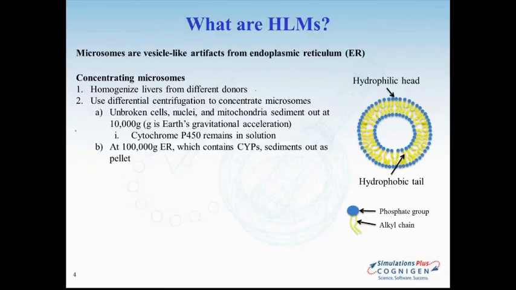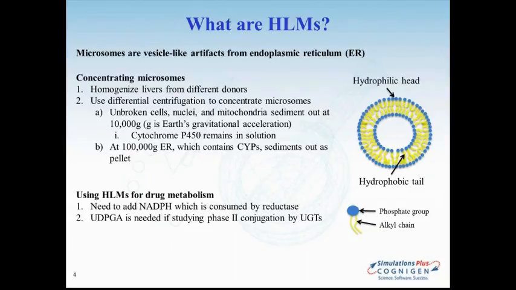So you would put this homogenized livers into a centrifuge, spin it around. If you spin at 10,000 Gs, then the cytochrome P450 will remain in the solution, and you can separate that from the pellet. Then you take the solution and spin it down at an even faster rate, 100,000 Gs. This will contain the endoplasmic reticulum, which also contains the CYPs as a pellet, and then this can be frozen and then thawed out when you're ready to do the experiments.